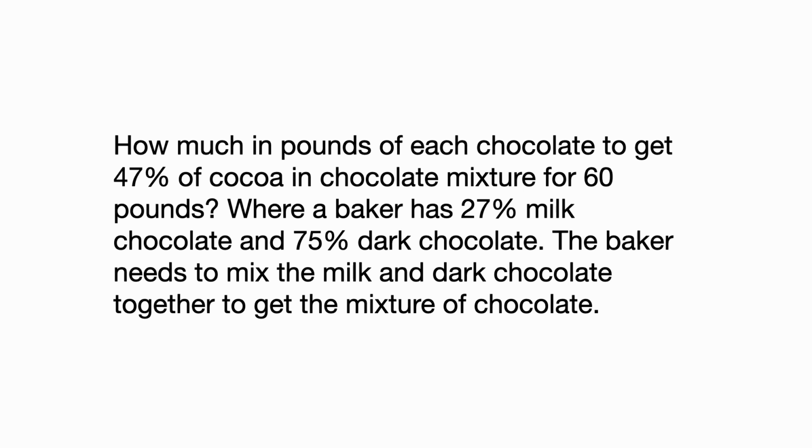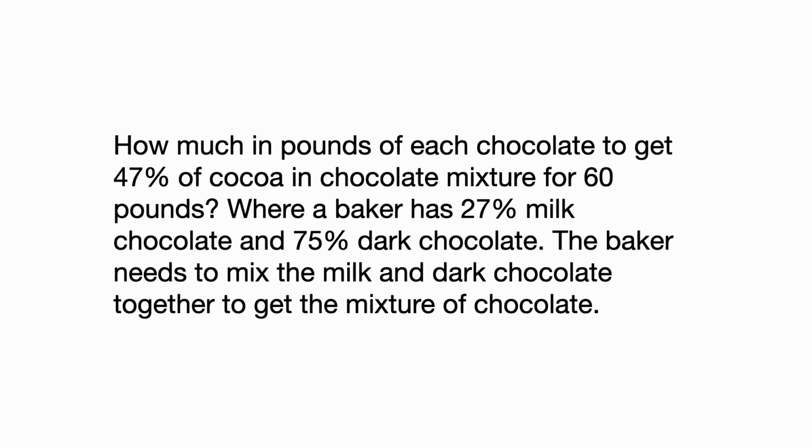Here we will read the problem again. How much in pounds of each chocolate to get 47% cocoa in a chocolate mixture of 60 pounds, where a baker has 27% milk chocolate and 75% dark chocolate. The baker needs to mix the milk and dark chocolate together to get the mixture of chocolate. So reading the first sentence in the problem, how much in pounds of each chocolate to get the 47% cocoa chocolate mixture of 60 pounds?